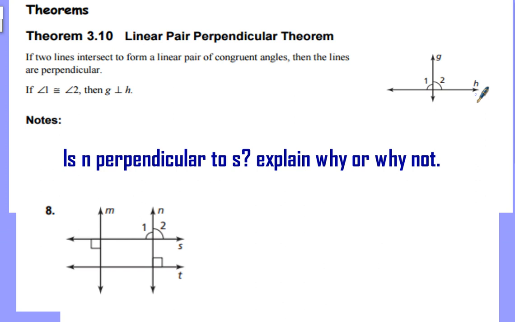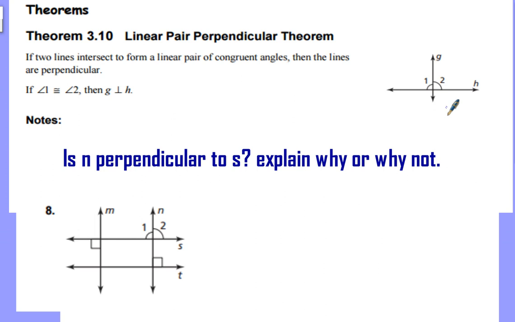Let's think about this. A linear pair, what is it? Remember, a linear pair is two adjacent angles that form a straight line. Well, a straight line adds up to 180 degrees. So what we're saying here is that the only way that two angles can add up to 180 degrees and both be congruent to each other is if what happens? Well, they both have to be 90.